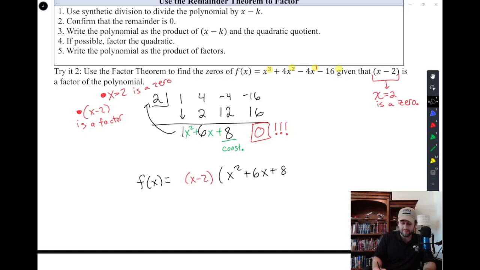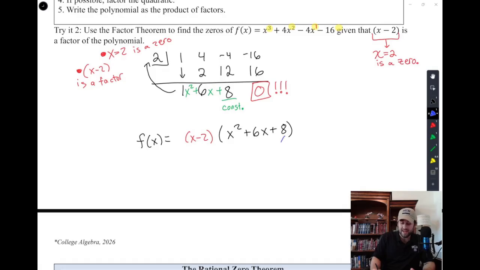And hopefully that reduces nice and neat, and we can do it pretty quickly because we know that 8 has factors of 4 and 2. And if you add those up, you get 6. And so the next set of factors I'm going to write is x minus 2, x plus 4, and x plus 2.